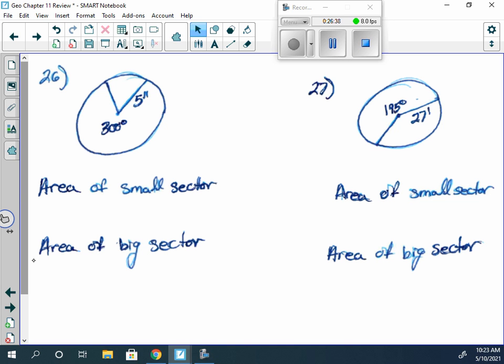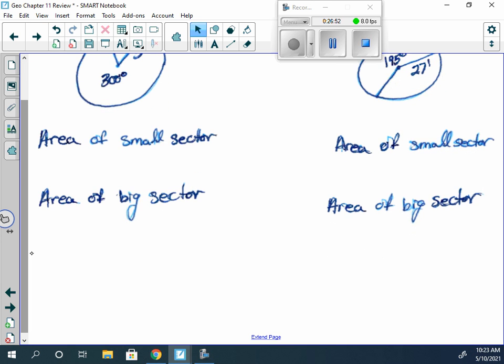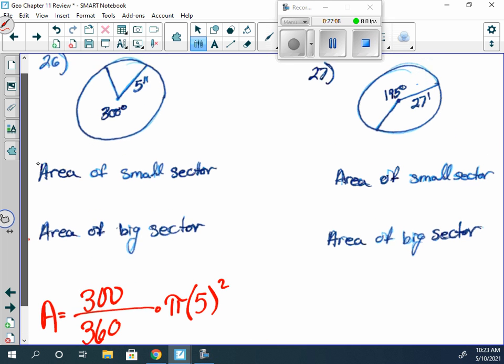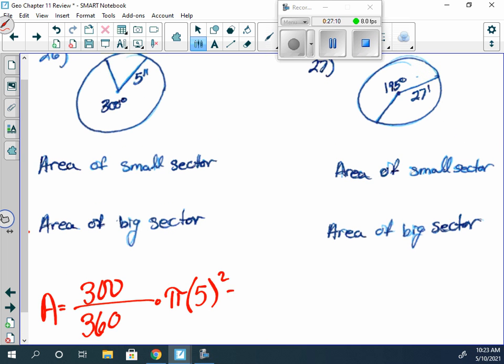Because these here, 26 and 27, are going to be the exact same thing. So we good with finding the area of a sector? 26. So they told us, area of a sector is equal to the arc degree, well, they told us it was 300 over 360 times pi r squared, and our radius was 5. So we're just plugging everything into the formula.